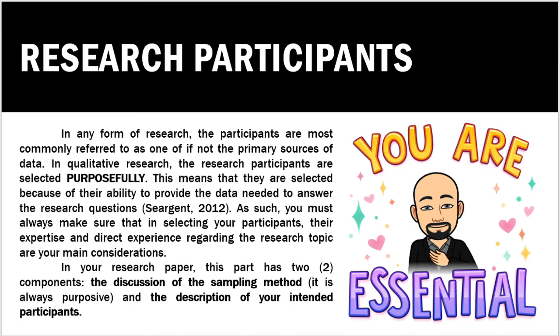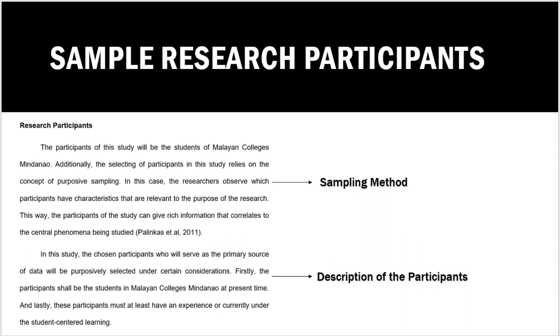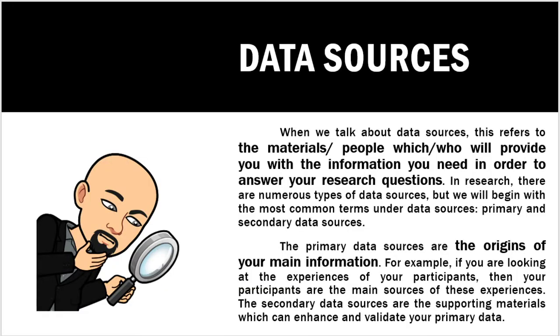So in your research paper, this part, the research participants, has two components. First is the discussion of the sampling method, and the second one is the description of your intended participants. So allow me to give you a sample. In the first paragraph, the researchers talked about the sampling method, and in the second paragraph, the researchers discussed the description of the participants. So you have to tell your readers your criteria for selecting your participants.